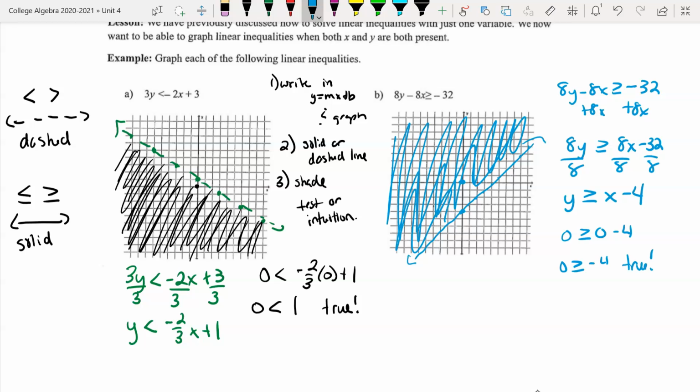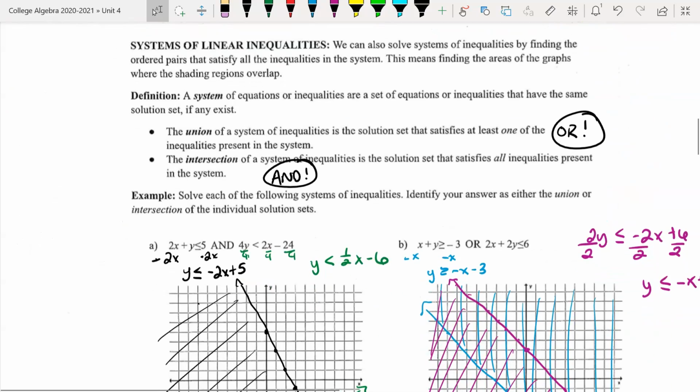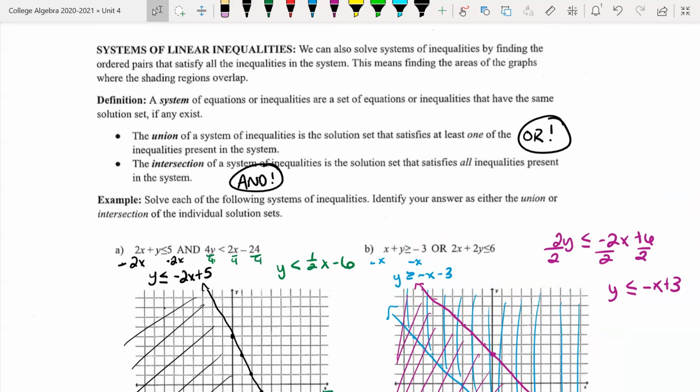So now we're going to take that, and we're just going to graph 2 at once, instead of just one individually on its own graph. So it's called a system. In a system, you have either a union or an intersection. A union is an or statement, and an intersection is an and statement.